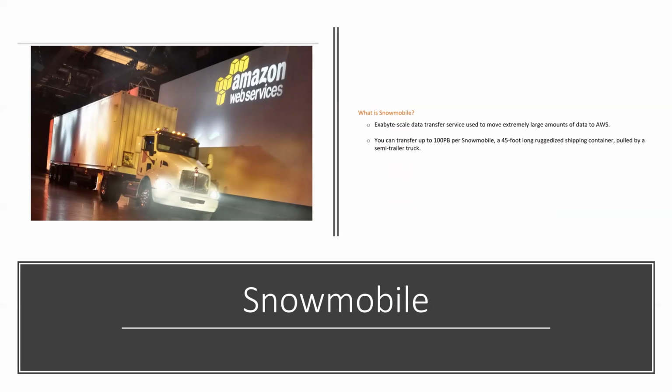So when you have that much amount of data, which is very, very large, Amazon actually sends a truck carrying a 45-foot long container. It comes to your data center, or whatever place you have to transfer the data from. It has the connectivity and all these options.